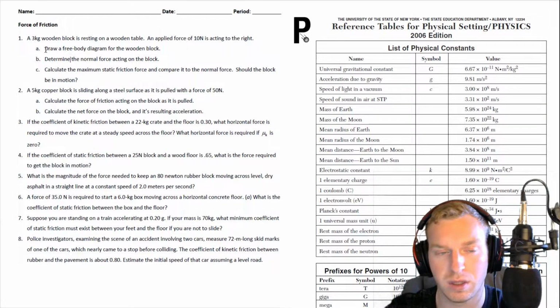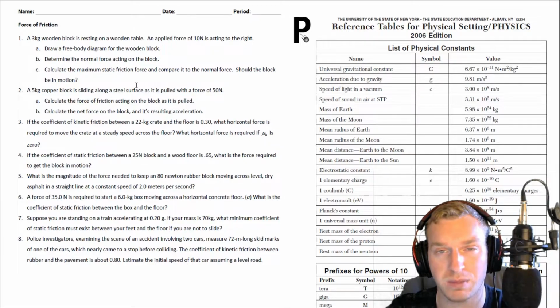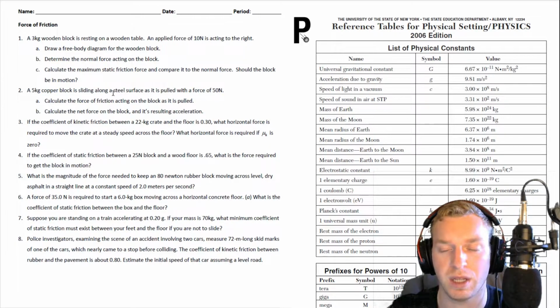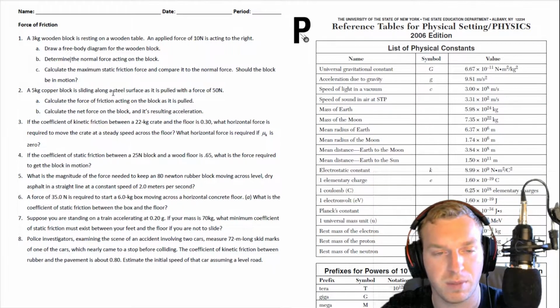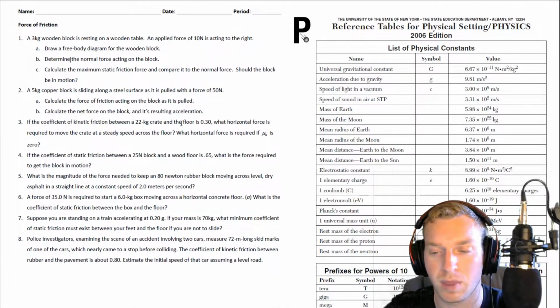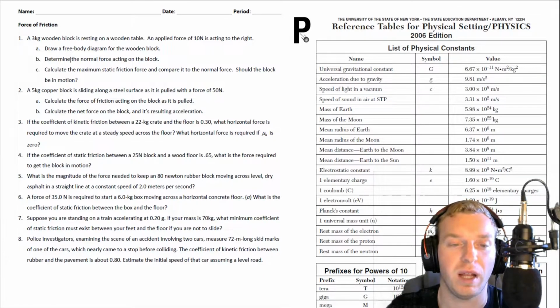There are 3 parts. Part A is draw a free body diagram. Part B is to determine the normal force. And part C is to calculate the maximum static friction force and compare it to that normal force. And then, is the block moving or should it be moving? So let's go into it, and let's start with our free body diagram.